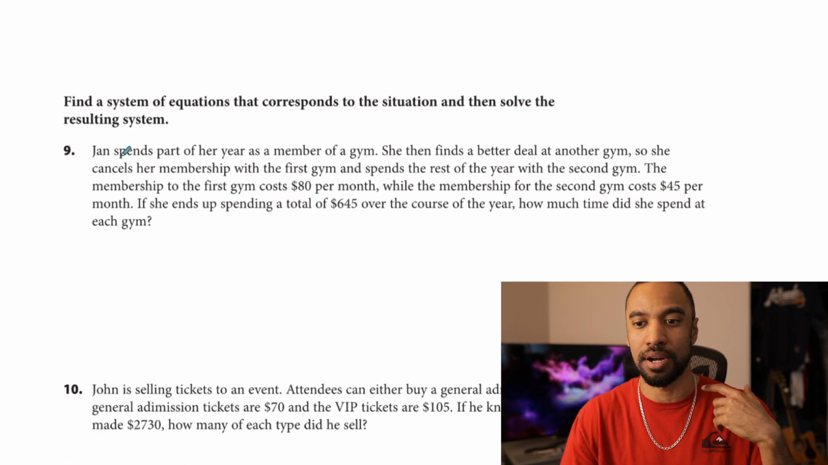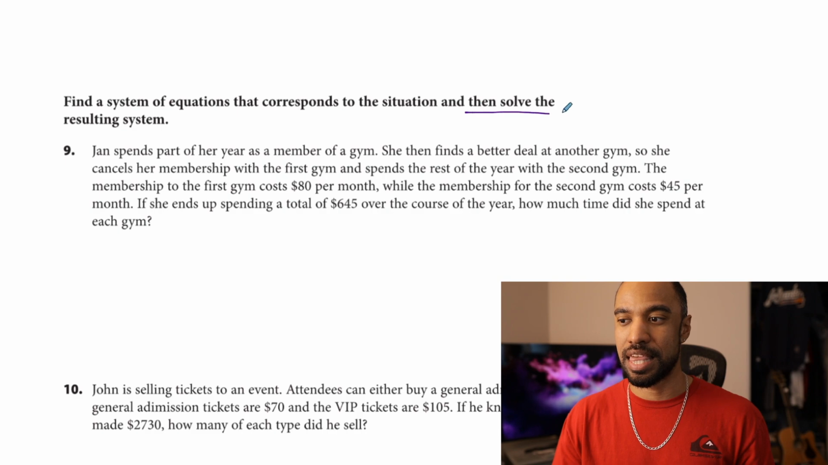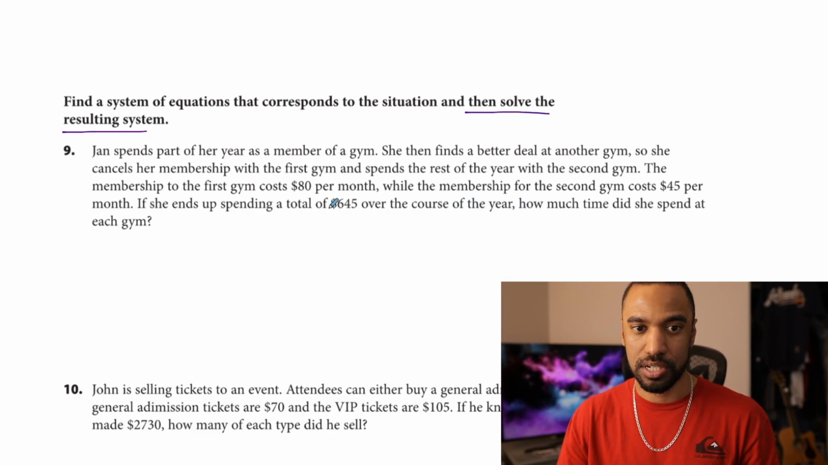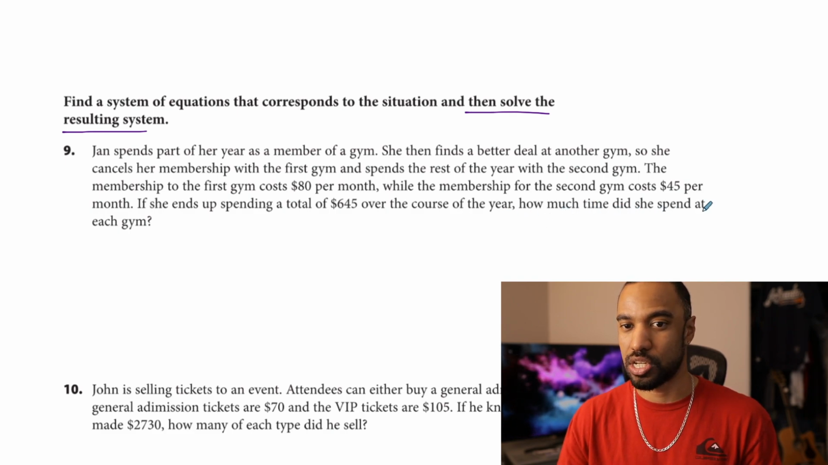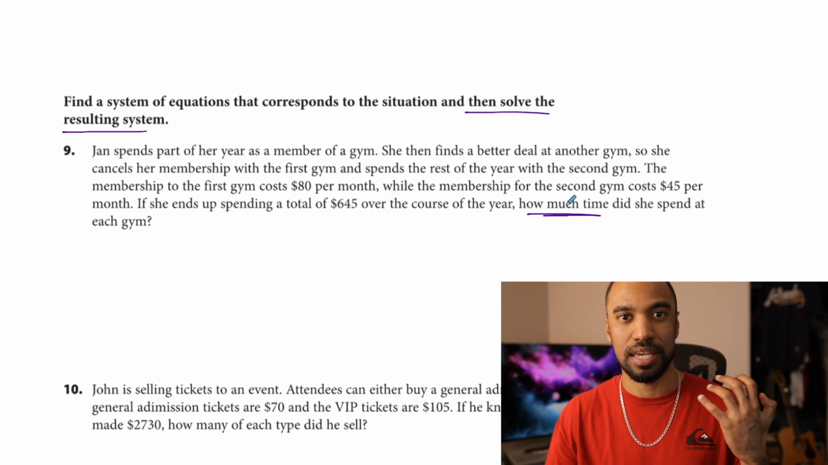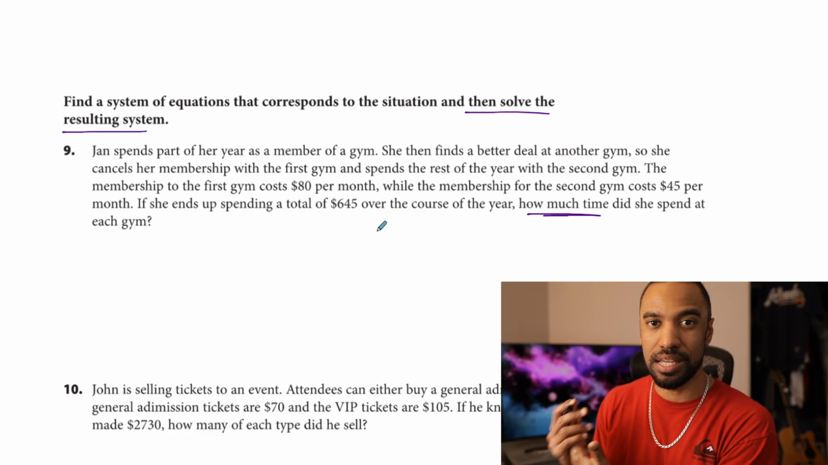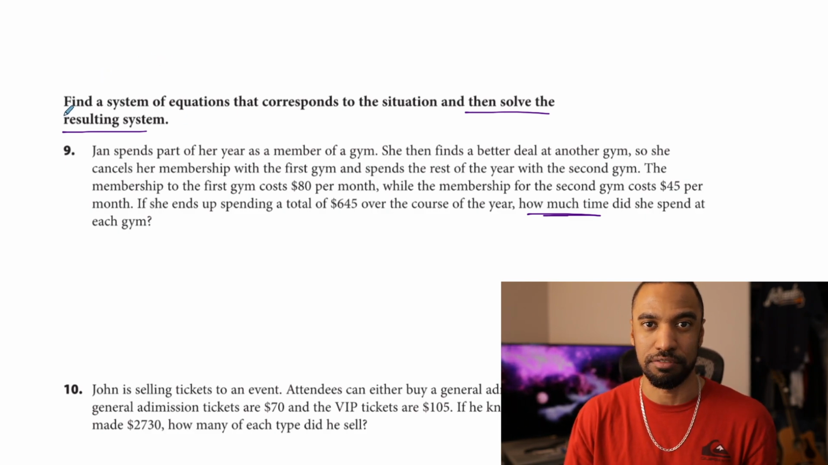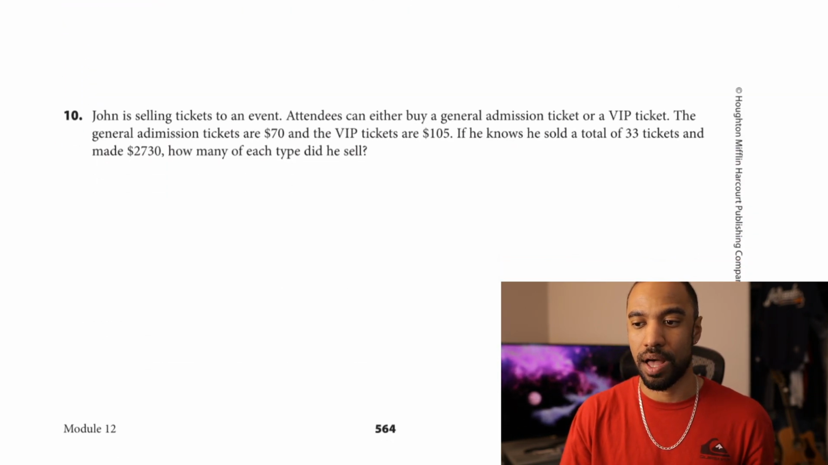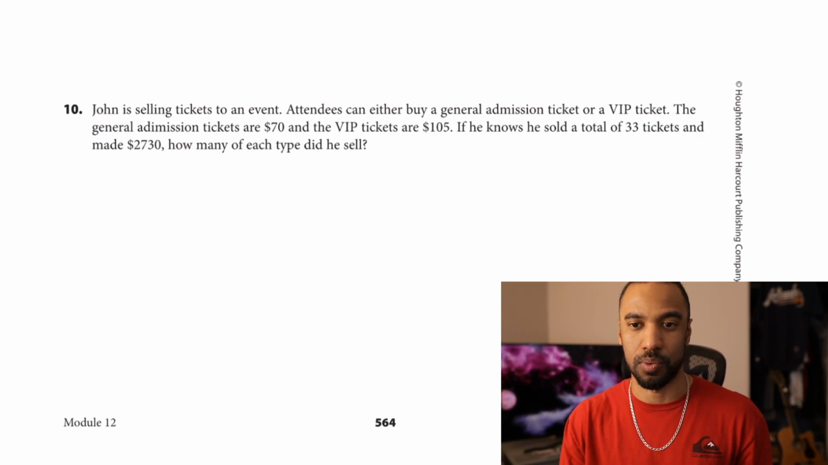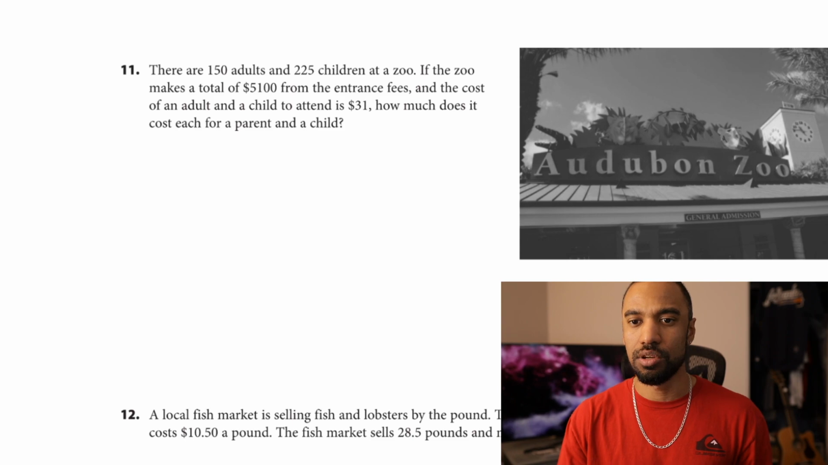And then once you hit number 9, there is an "and then solve the resulting system," because then they ask you a question there. How much time did she spend at each gym? And that "how much time" is really nice because it helps you understand what it is you're trying to figure out, you know, what the variable is that you are actually defining. So all of these will have questions, which will make these easier in that way. But of course, in these problems, we're going to have to solve them as well. So I'm just letting you know about that, guys.